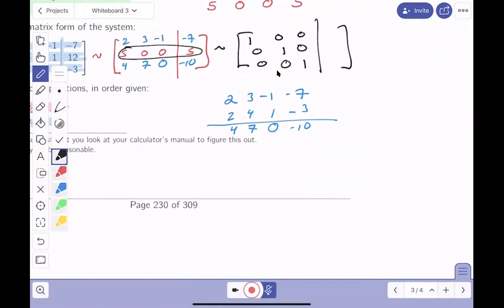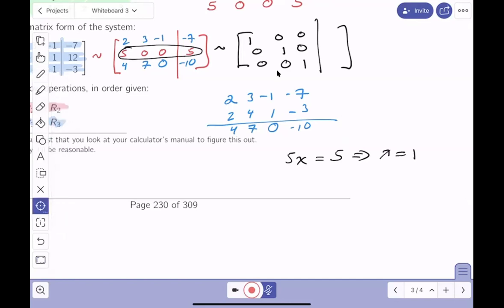This is the easiest row for me to read. And what does it say? 5x, no y's, no z's is equal to 5. What does this tell me? X is equal to 1. That's pretty simple. So let me go back over here. And this is where I know what the X is now. What's the X? It's 1. I'm going to put that down now.